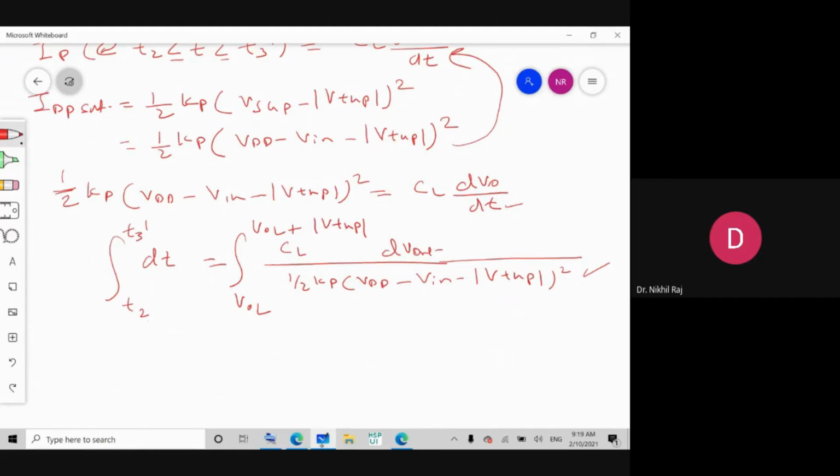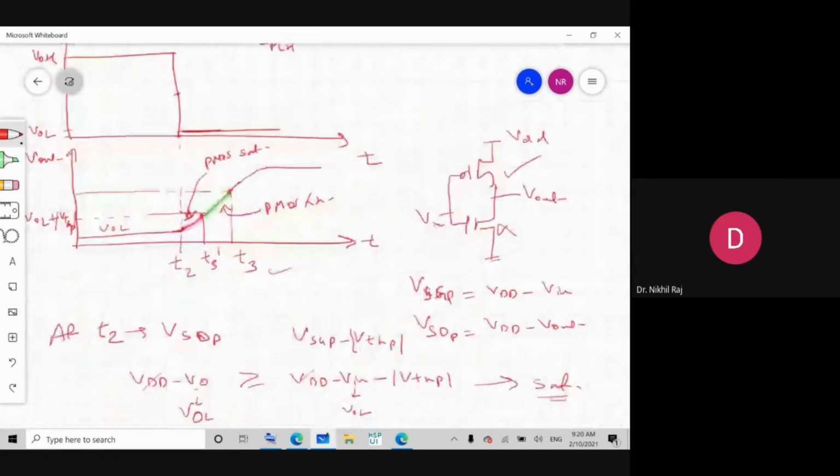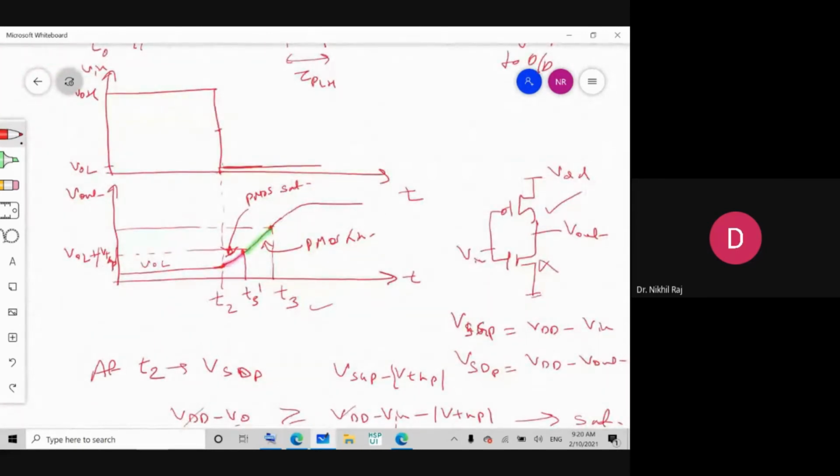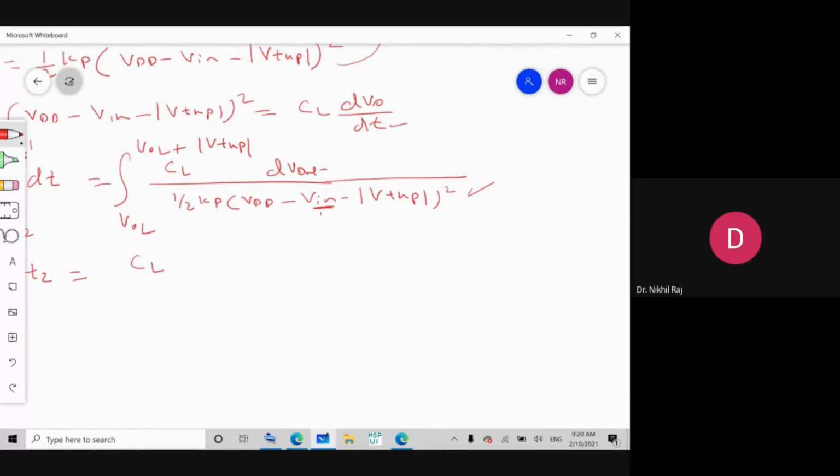So in this, when you integrate this, here we can easily get T3 dash minus T2, and here CL is constant. And what about V in? Whether V in is variable or it is a function of V out. So we'll look at the graph. Looking at the graph, what should be the V in this case, at the T2 point? V in is nothing but, we have assumed, VOL. So in the equation we will substitute VOL at this place.